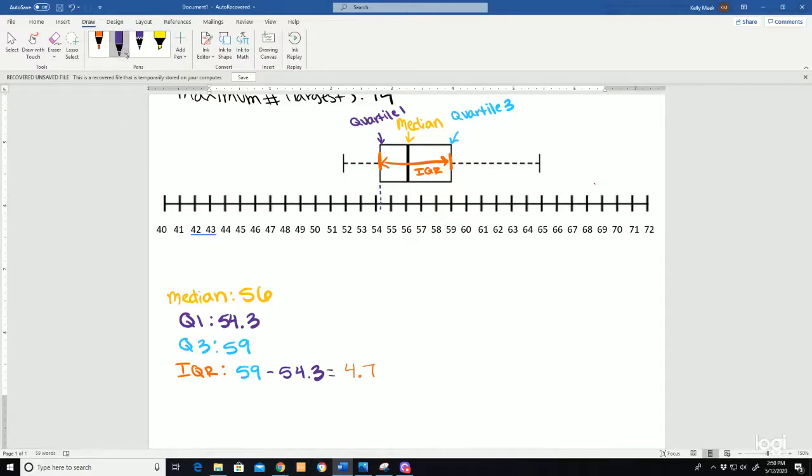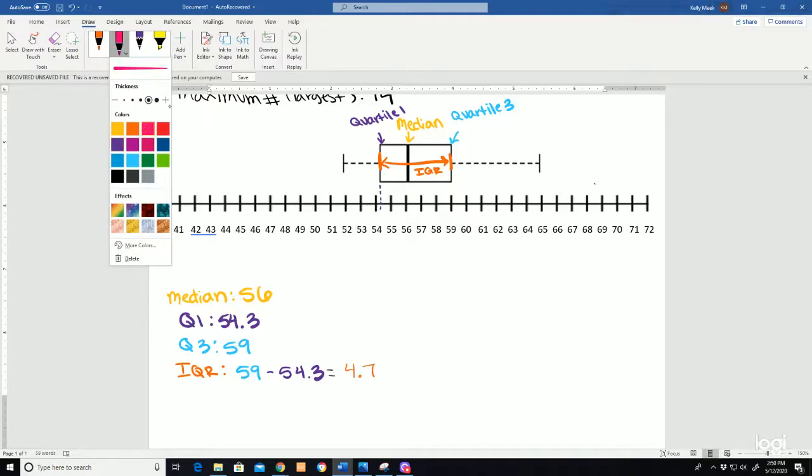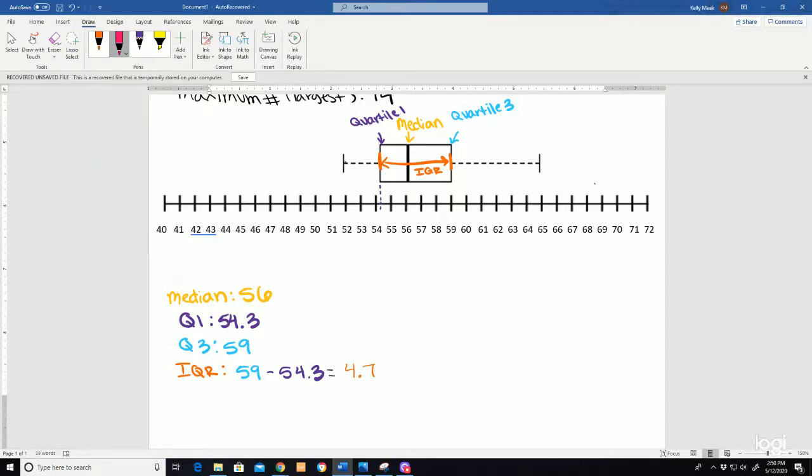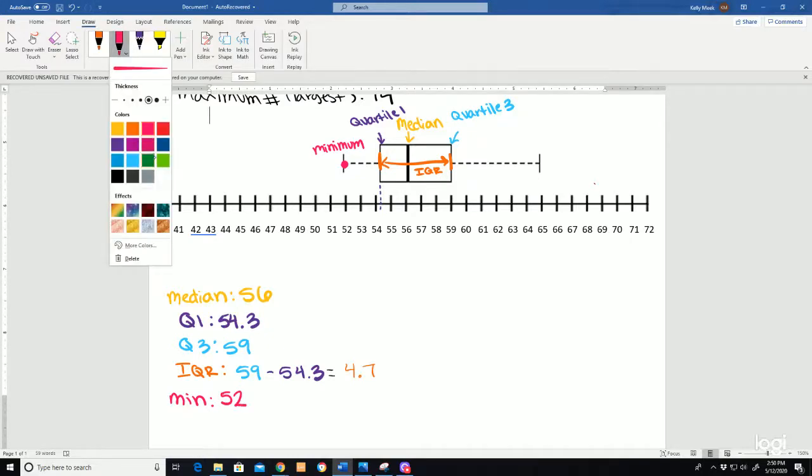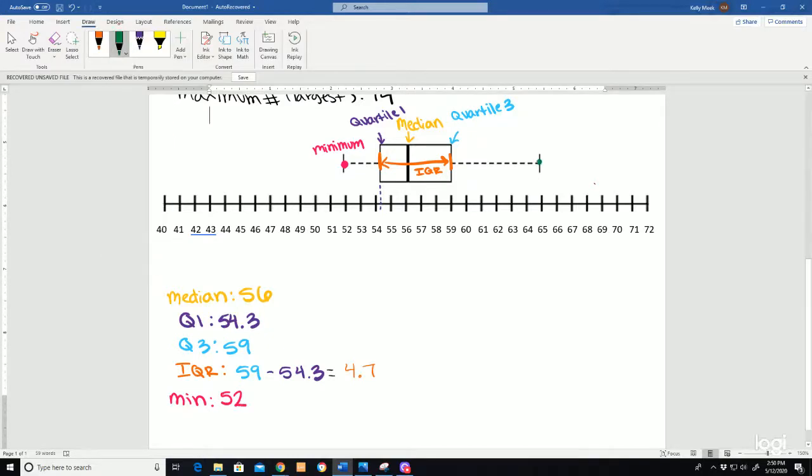From this as well, we can figure out the minimum. The minimum is going to be this guy right here. This is your minimum. That means that is the lowest number in your data set. The lowest number in our data set is 52. And also, if we can find the minimum, that means we can also see the maximum. The maximum is going to be this guy out here. So there's actually quite a lot of data that we can pull out from this graph. The maximum is going to be at 65.